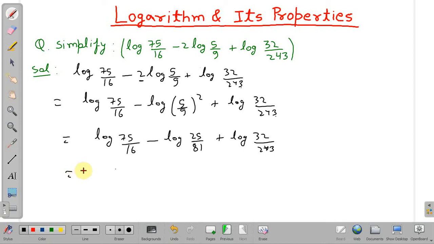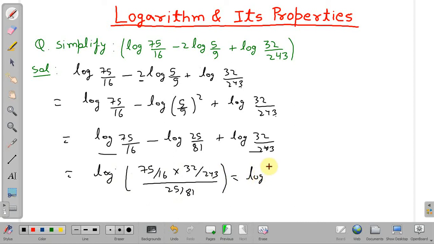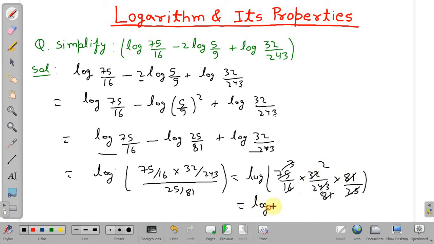Using the log property, log x plus log y equals log of x into y, and log x minus log y equals log of x by y. Using that property we can write it as log of 75 by 16 into 32 by 243 divided by 25 by 81. So it can be written as log of 75 by 16 into 32 by 243 into 81 by 25. If we simplify, 75 by 25 will become 3, 81 will cancel out with 243 to leave 3, and 16 into 2 cancels, so our answer will be log 2.